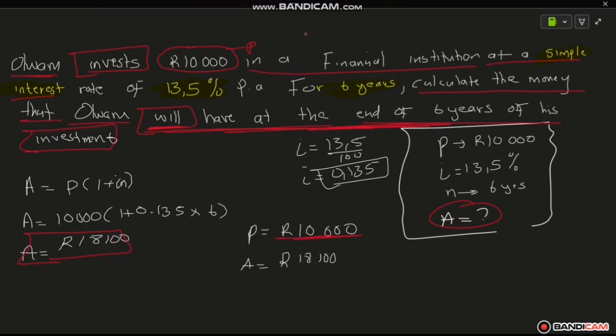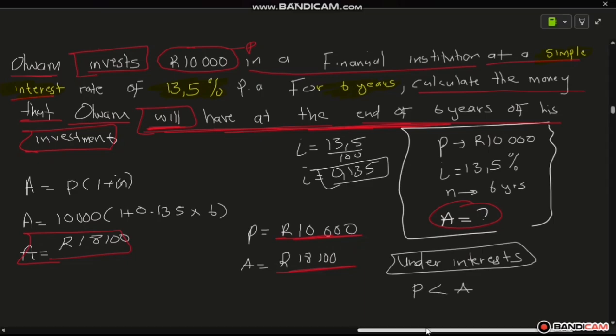Meaning, under interest, what you must know is that the value of A is greater than the value of P, or P is less than A, meaning the present amount should be less than the amount that you're going to have in future. So the amount that you have right now as a learner or as a student will be less than the money that you're going to have in the future, only if you tackle your finances smartly. I hope it makes sense.